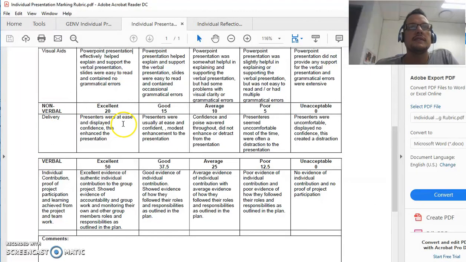So were you at ease? Did you display confidence? And did this actually enhance your presentation? Did it make us want to listen to what you were saying? So those are the 50 marks in terms of how you present.